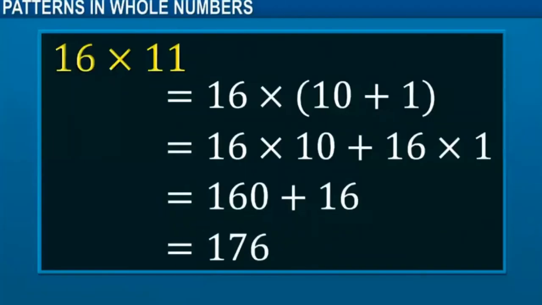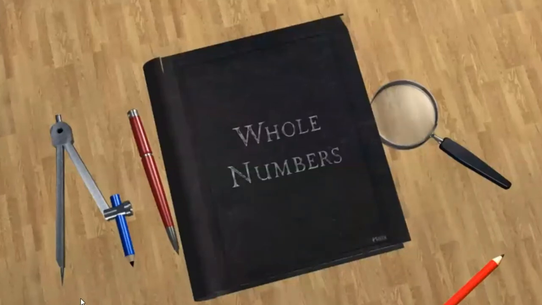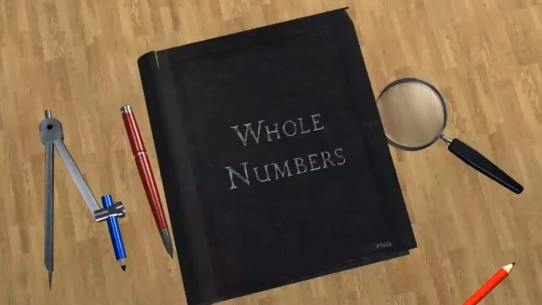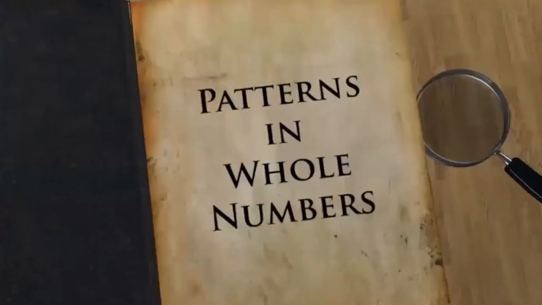So we will see once again what is happening. Whole numbers, we are studying about the different patterns. For that, they have taken two numbers and they have done the multiplication. Learn about different patterns that can be observed in whole numbers.